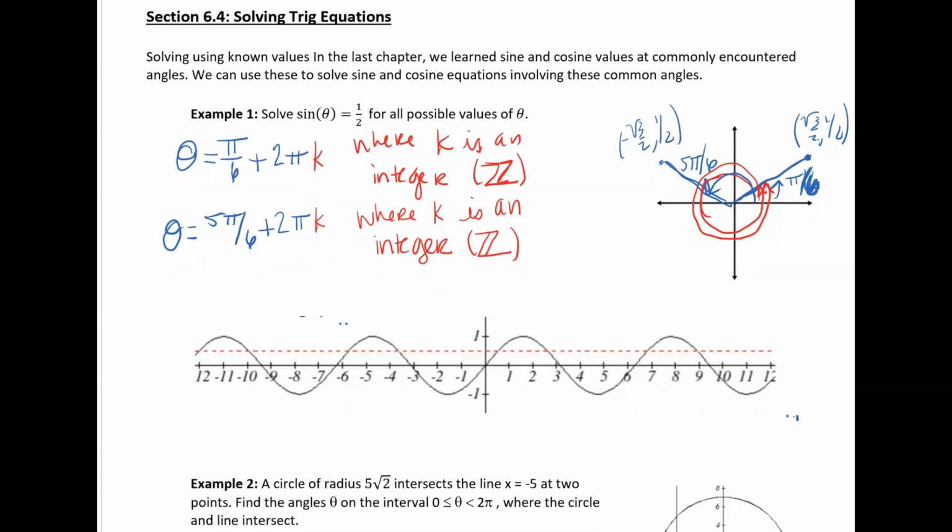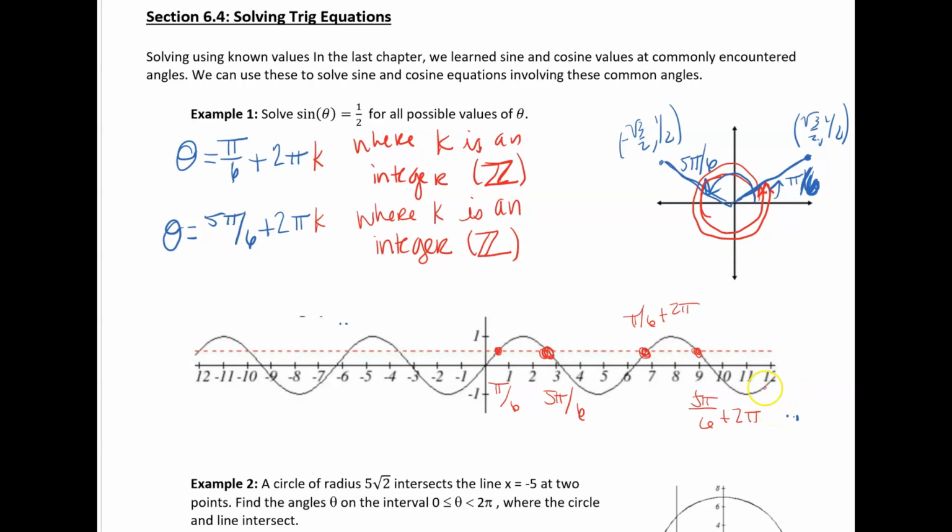Now look at what is happening graphically and why we have to do all these possible values. If I'm going to know where my sine graph, drawn in black, intersects my 1/2, drawn on the red dotted line, you can see right here is my pi over 6. And then right here is my 5 pi over 6. And then if I add 2 pi to pi over 6, here is pi over 6 plus 2 pi. And here is 5 pi over 6 plus 2 pi.